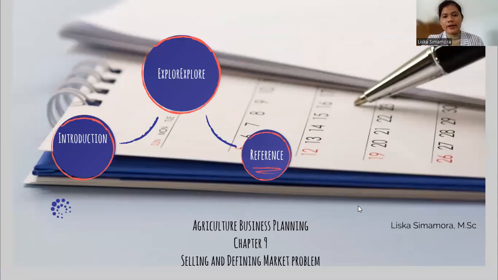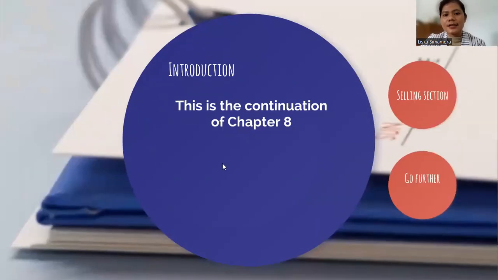Still in the course of agriculture business plan, it is chapter 9 here, selling and defining market problem. In this week, every group will have to report their selling progress from previous week. So, selling and defining market problem. I will tell one example about agrotourism about this. Let's see the introduction.